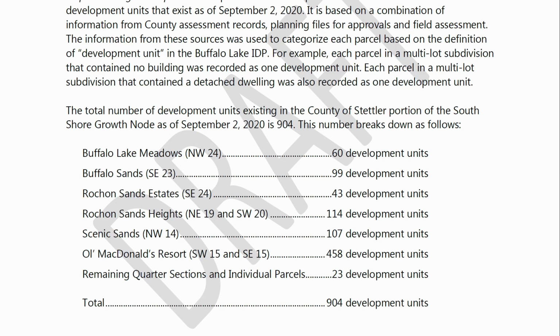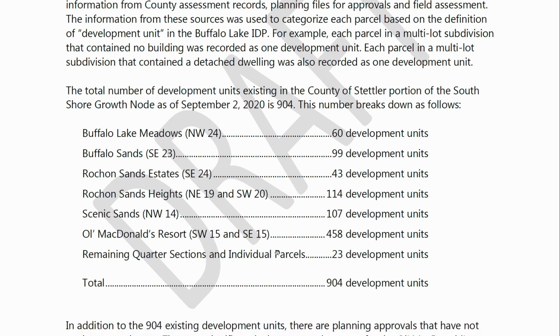The Old McDonald Resort is the largest at 458 development units, which reflects the number of camping sites available within that existing development. Individual quarter sections also count, so a large 160-acre quarter section with a single house farmstead on it counts as an existing development unit. All told, there are a total of 904 development units already in place in the county portion of the South Shore Growth Node as of September of 2020.